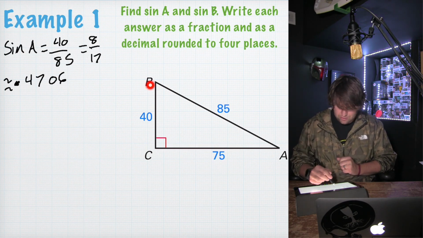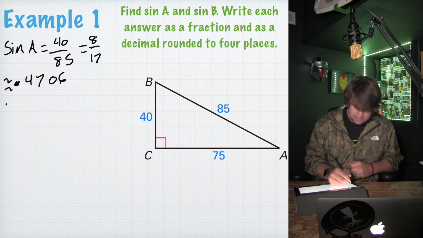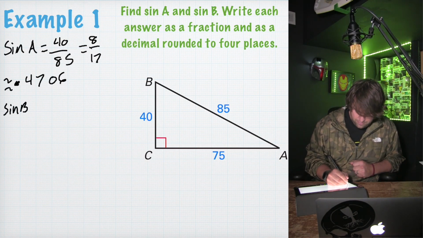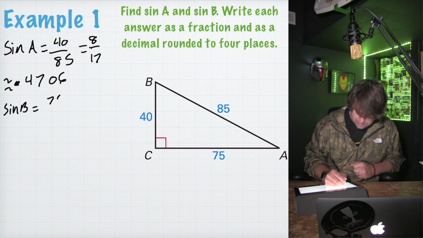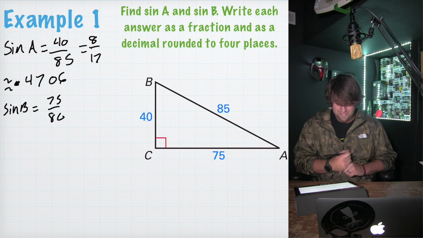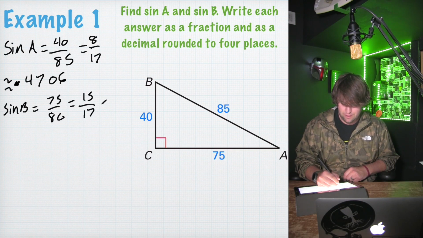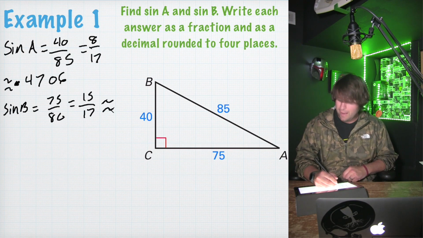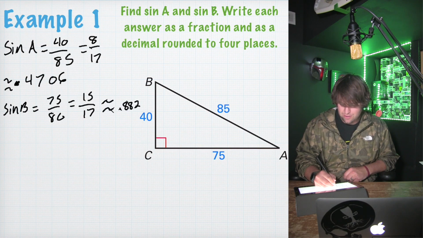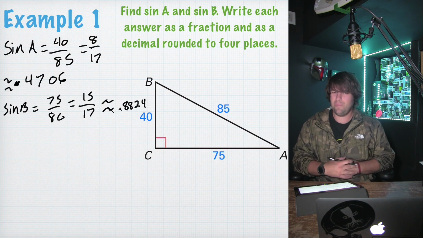Not too bad. Let's do sine B. Opposite of B would be 75 because it's straight across, and the hypotenuse is 85. So sine B equals 75 over 85. Once again, divide top and bottom by 5, and it's going to equal 15 over 17, which as a decimal equals about 0.8824. That was example 1. Not bad.